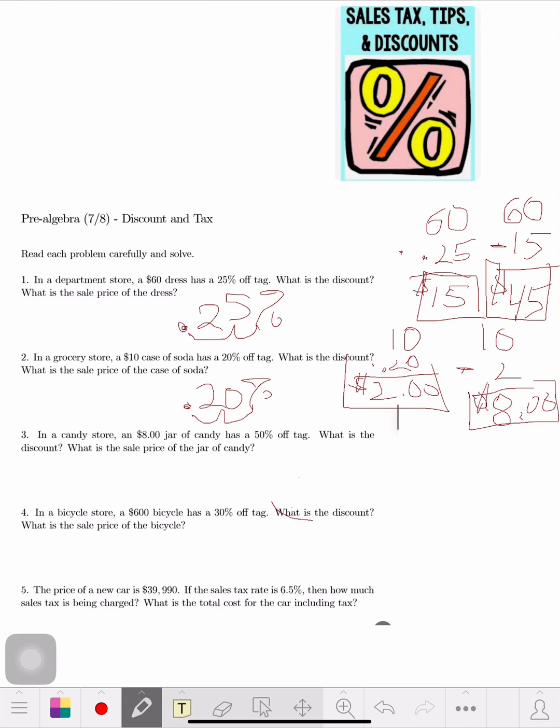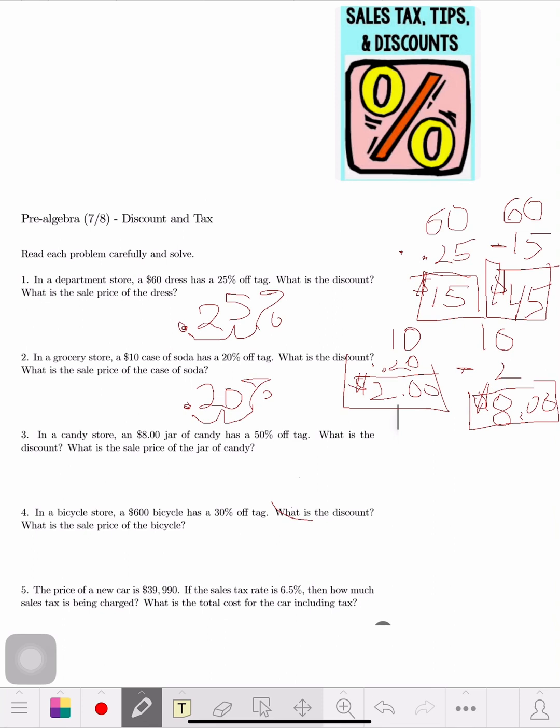Kind of simple. So the discount was $2. The sale price of the soda was $8. So we answered both those questions they wanted. Now the next one, we're in a candy store. An $8 jar of candy has a 50% off tag. What is the discount? Then what is the sale price?